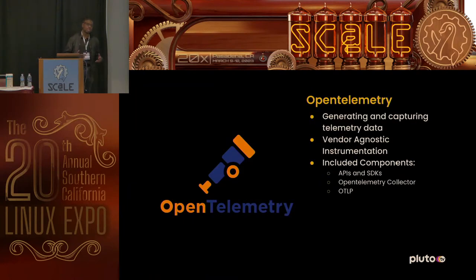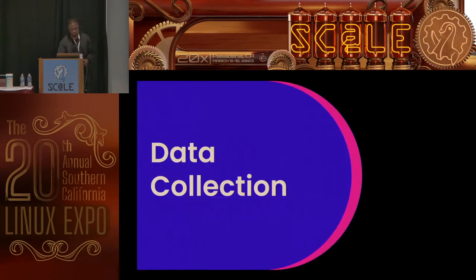OpenTelemetry is a tool to generate and capture telemetry data from various sources. It has a vendor agnostic implementation, so you can collect data from different sources such as Prometheus, StatsD, and different protocols, and you can process that data and ship it off to, again, various vendor or open source destinations. The included components in OpenTelemetry are the APIs and SDKs, the OpenTelemetry collector, and of course the OTLP format to send different types of telemetry data.